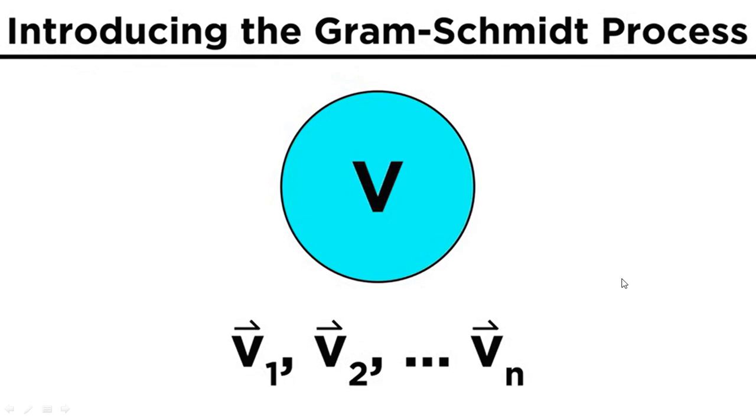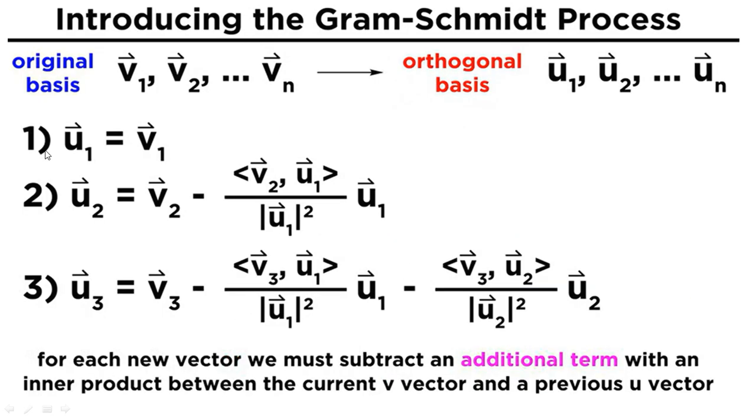Let us discuss how to convert a given set of non-orthogonal vectors to orthogonal vectors. We have a vector space V with elements v1, v2 up to vn. So we have a set of formulas. u1, the orthogonal vector, is the first element as it is. For the second element, you subtract from v2 the inner product of v2 and u1, divided by the inner product of u1 and u1, multiplied by u1. This is the way we convert our non-orthogonal basis vectors to orthogonal basis vectors.